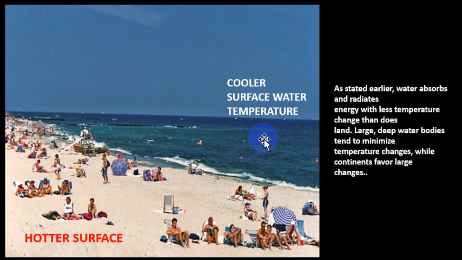All right, the water absorbs and radiates energy with less temperature change than does the land. Large deep bodies of water tend to minimize temperature changes, while continents favor large changes. So continents, large areas, they favor large temperature changes when we get a lot of heat or solar radiation, and the land actually releases heat quicker when it gets cold.